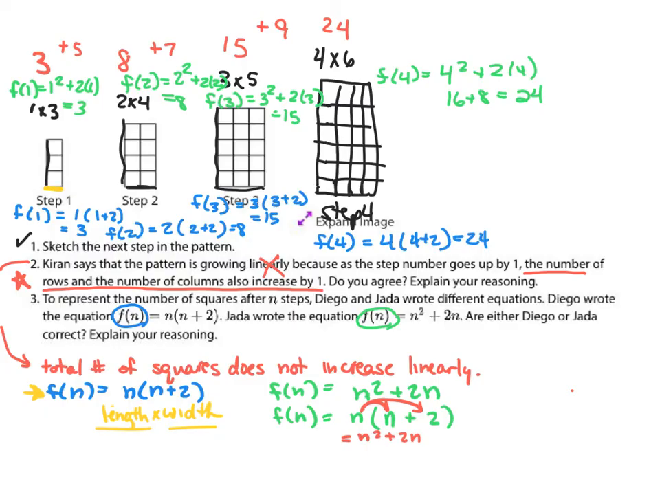So n is 1 plus 2. So n times n plus 2. N is 2. So that's my length. My width is 2 plus 2 is 4. Okay, my length is 3. 3 plus 2. 4. 4 plus 2. So the equation works. Cool, that's it. Good job today. That was a little long.